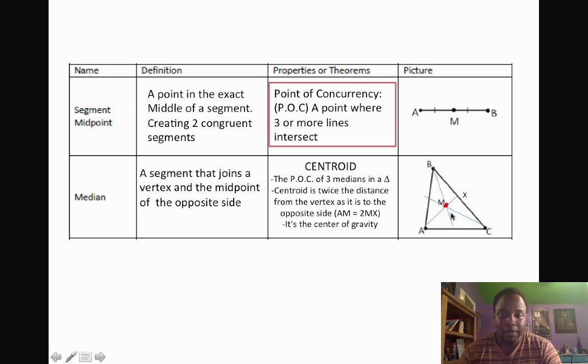It also turns out that the centroid is the center of gravity. So like if you had a triangle and you had to hold it on a pin, the triangle would perfectly balance on the center of gravity, at the centroid.